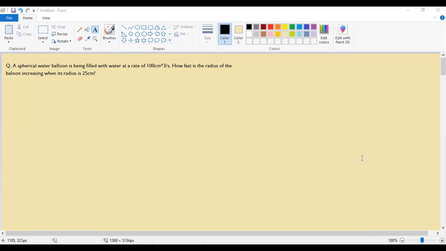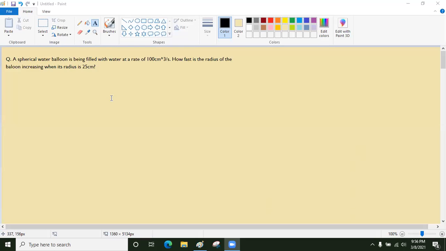So in this particular example here, we're essentially told that a spherical balloon is being filled with water at a rate of 100 centimeters cubed per second. How fast is the radius of the balloon increasing when its radius is 25 centimeters? It's very helpful to actually draw a diagram of what is going on. So if you were to do this here, you'd understand, okay, we have a balloon, it's being filled with water.